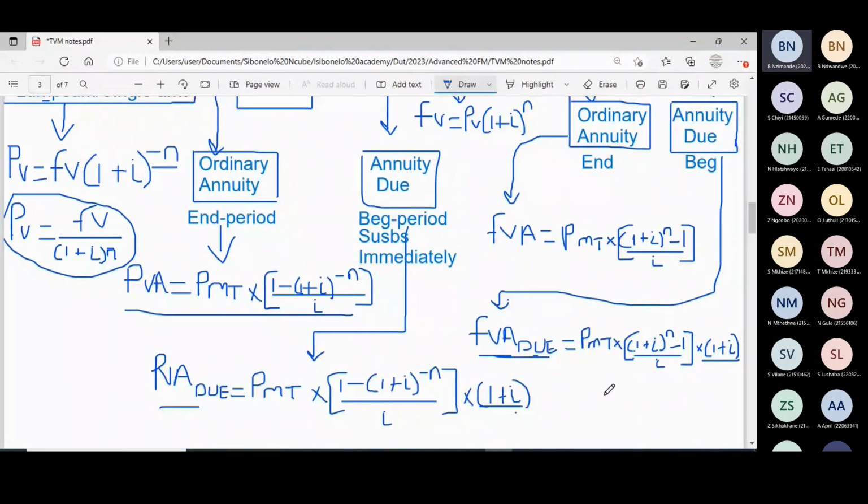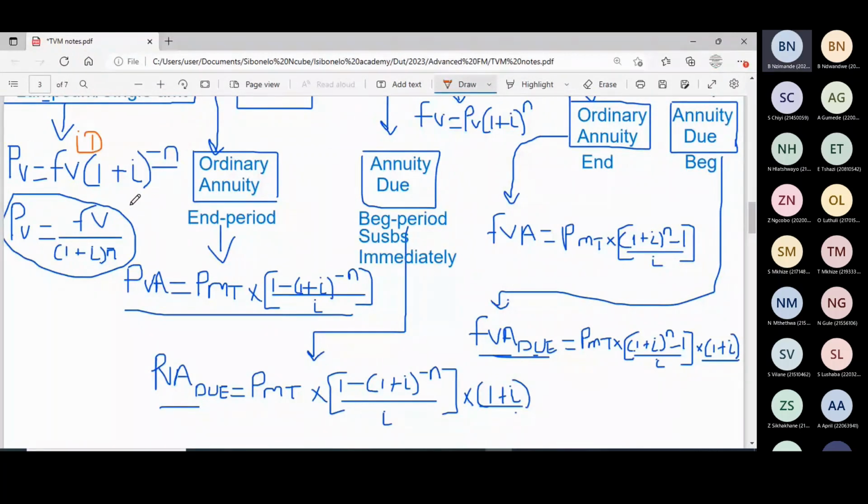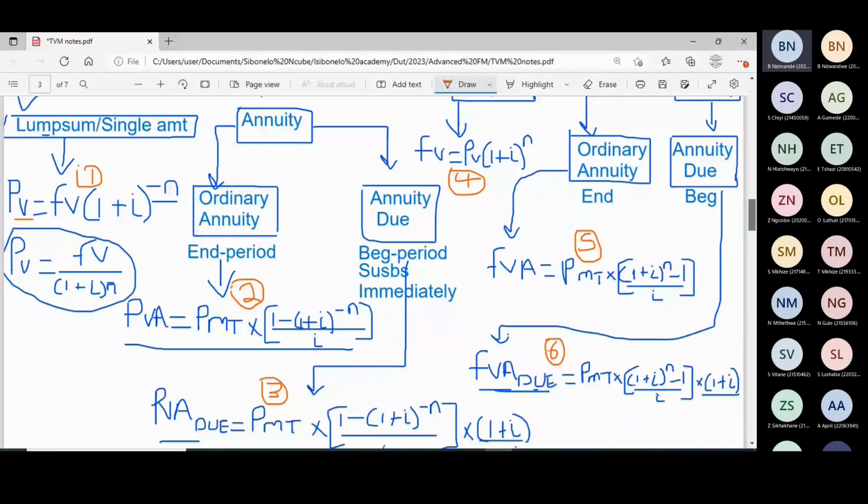So this is the formula. It means in total you need to know 6 formulas. Formula number 1 is the present value of a lump sum formula, number 2 the ordinary annuity formula, and number 3 the annuity due formula. Number 4, future value of a lump sum. Number 5, future value annuity, and number 6, future value annuity due. So in total, you must know 6 formulas. These are 6 formulas that you should understand and be able to apply in different scenarios. I will show you how to interpret scenarios and stuff.